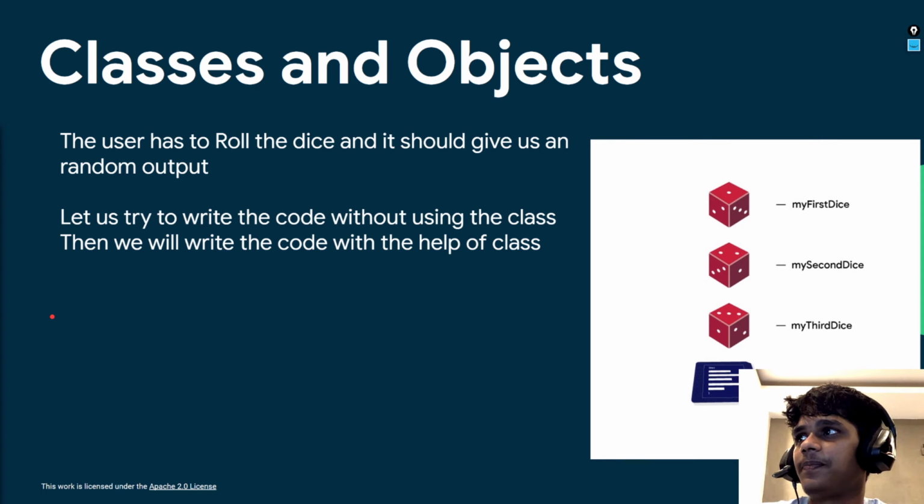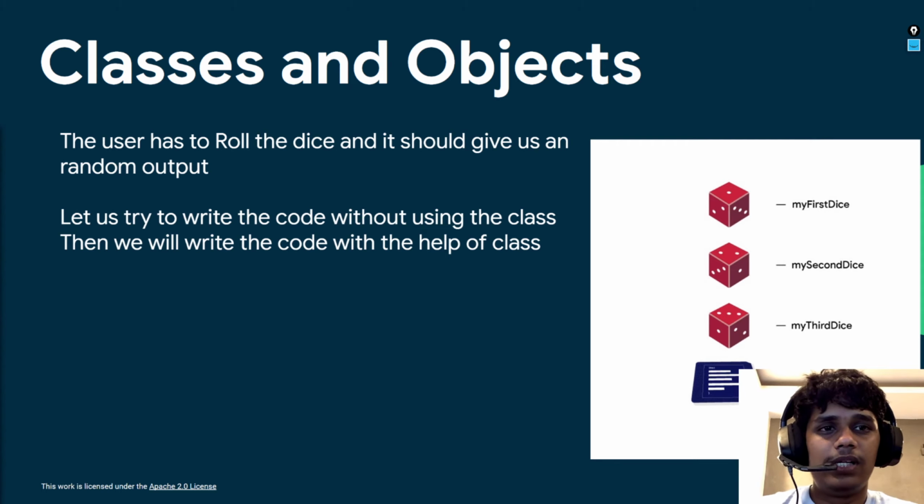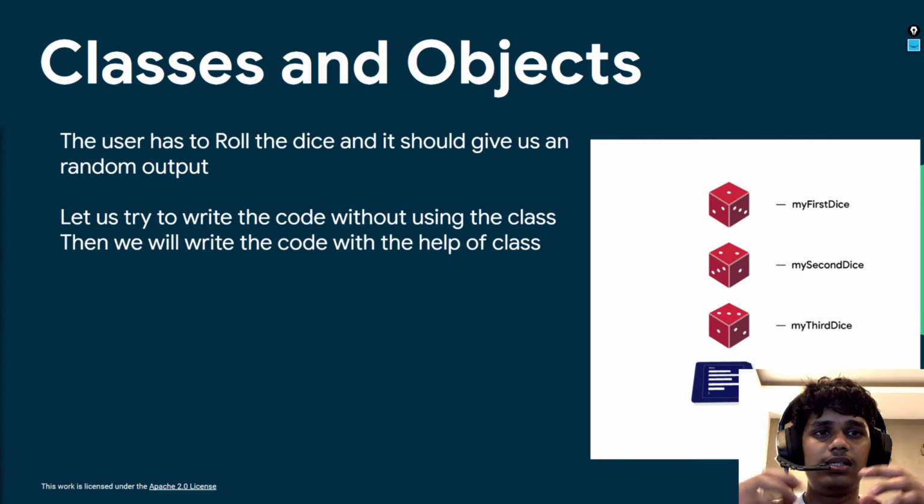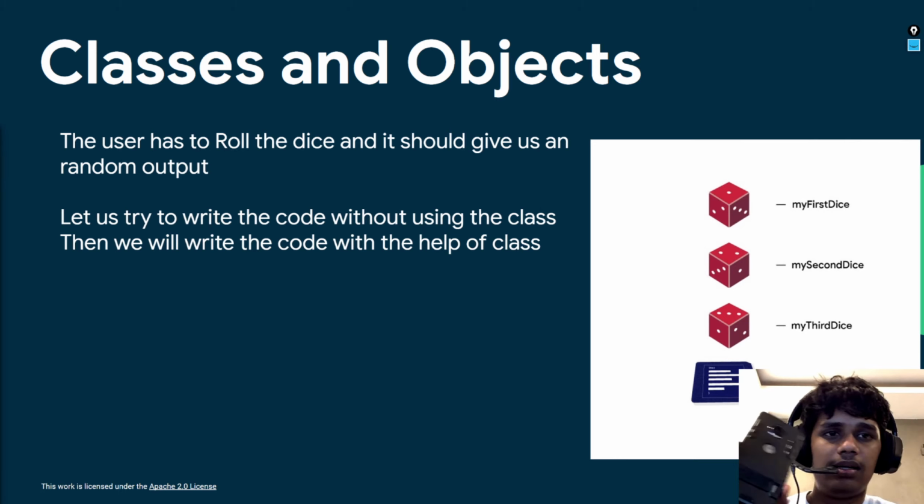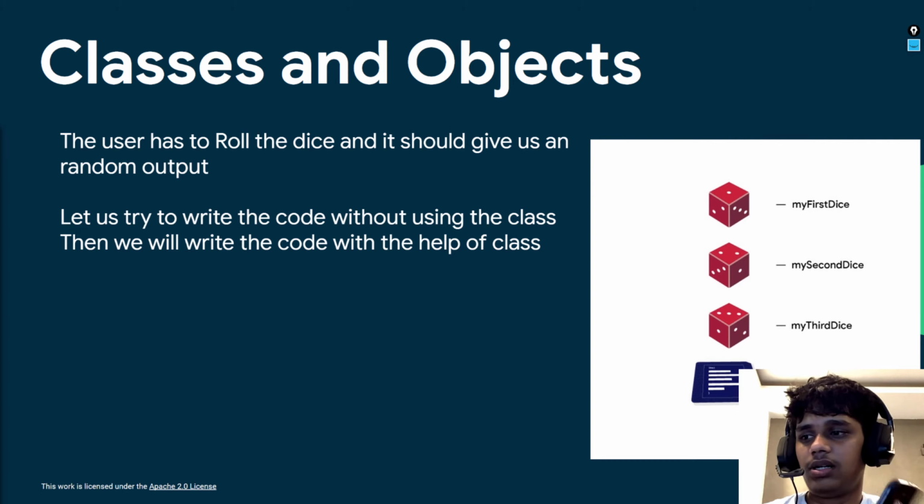Let's start with our very first slide, that is introduction to the classes and the objects. The formal definition of a class is just a blueprint for an object. An object can be anything. My mobile is also an object. The pen is also an object. This headphone is also an object.